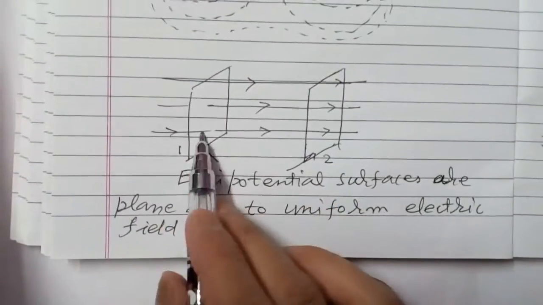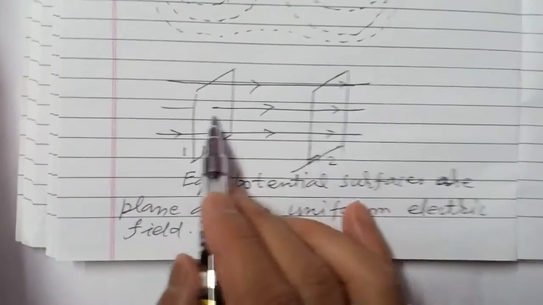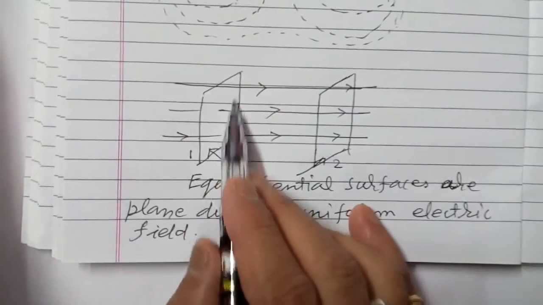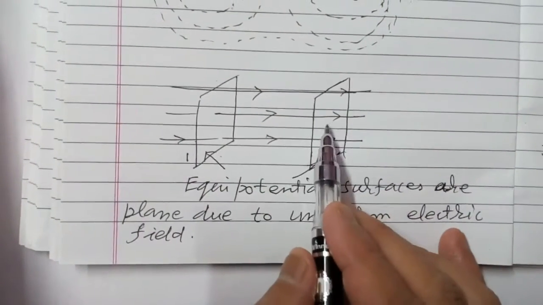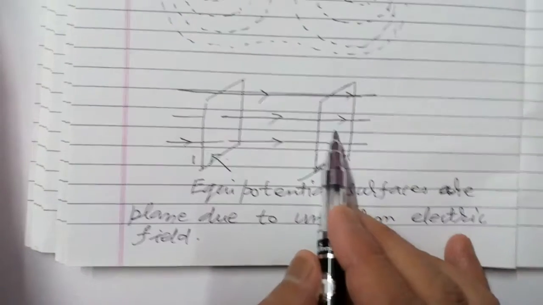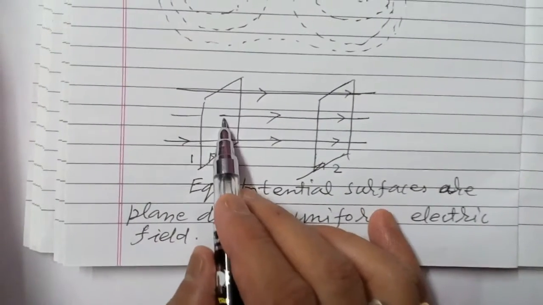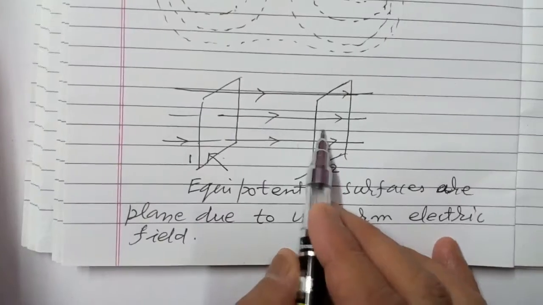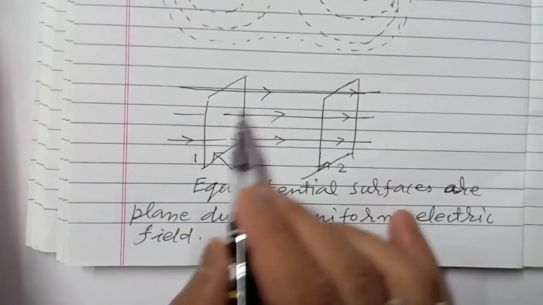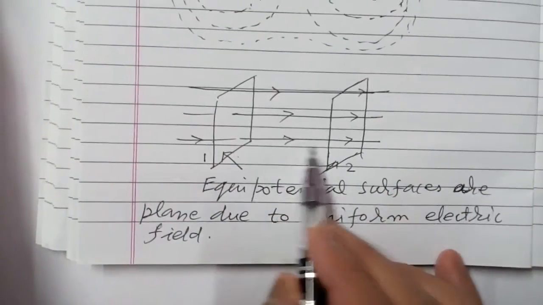So these two are equipotential surfaces. At each point on this surface potential is same, but potential at surface number 2 is less as compared to potential on surface number 1, and direction of electric field is perpendicular to this.